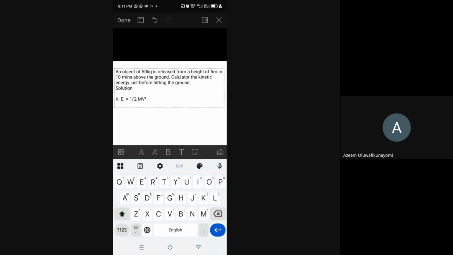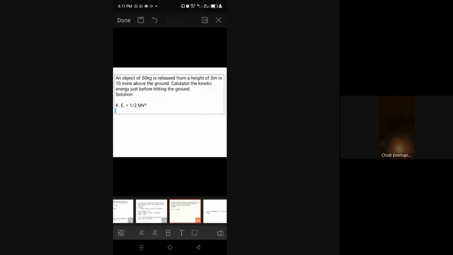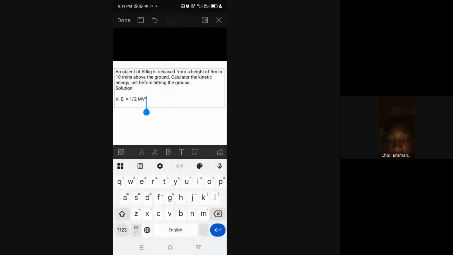Remember that I stated before we started this class, are you with me? Yes, sir. I said that kinetic energy is equal to potential energy according to the law of conservation of energy. Energy can neither be created nor destroyed, but can be changed from one form to another. Now, kinetic energy is equal to potential energy.